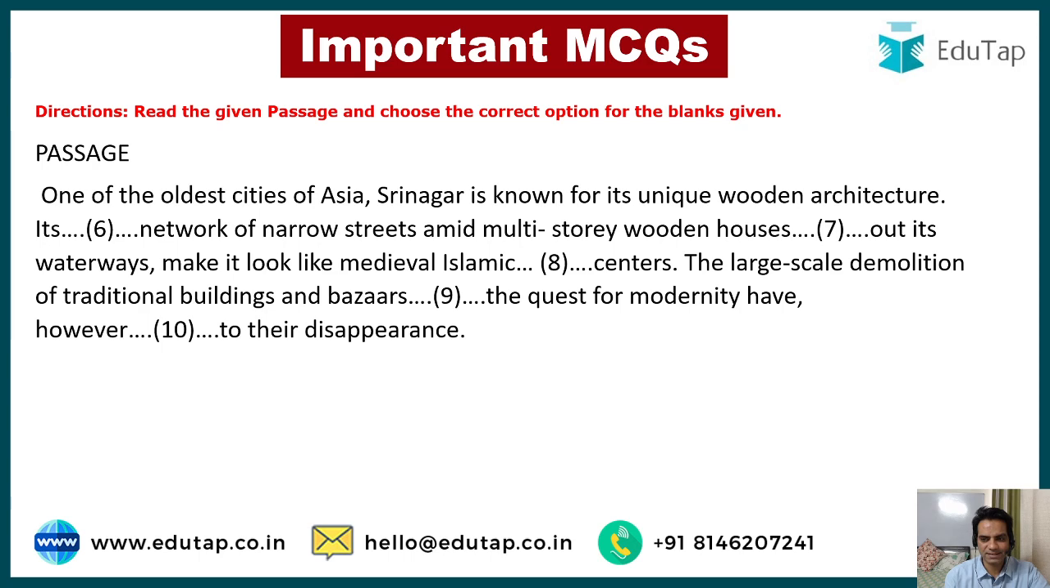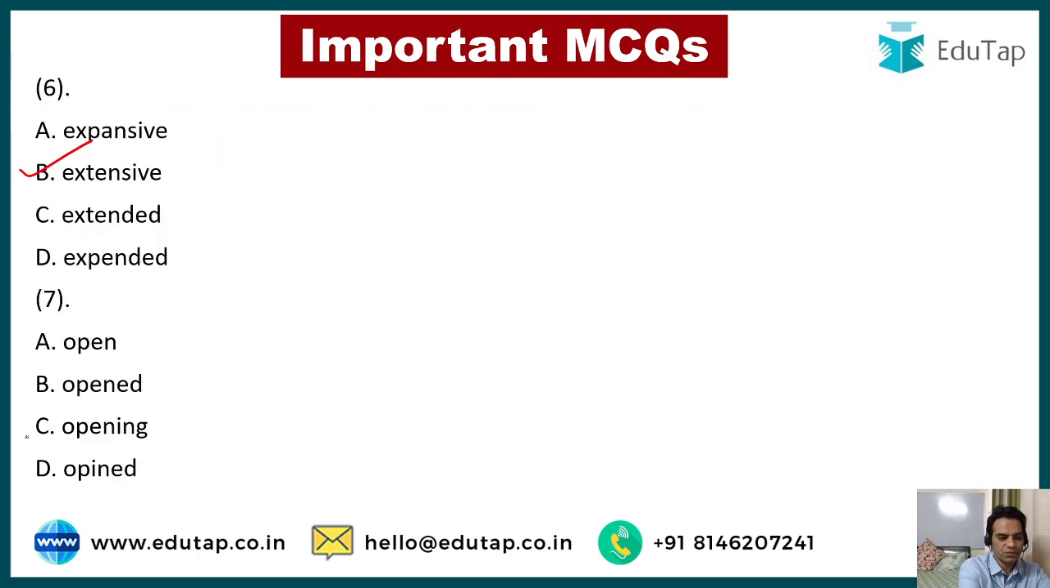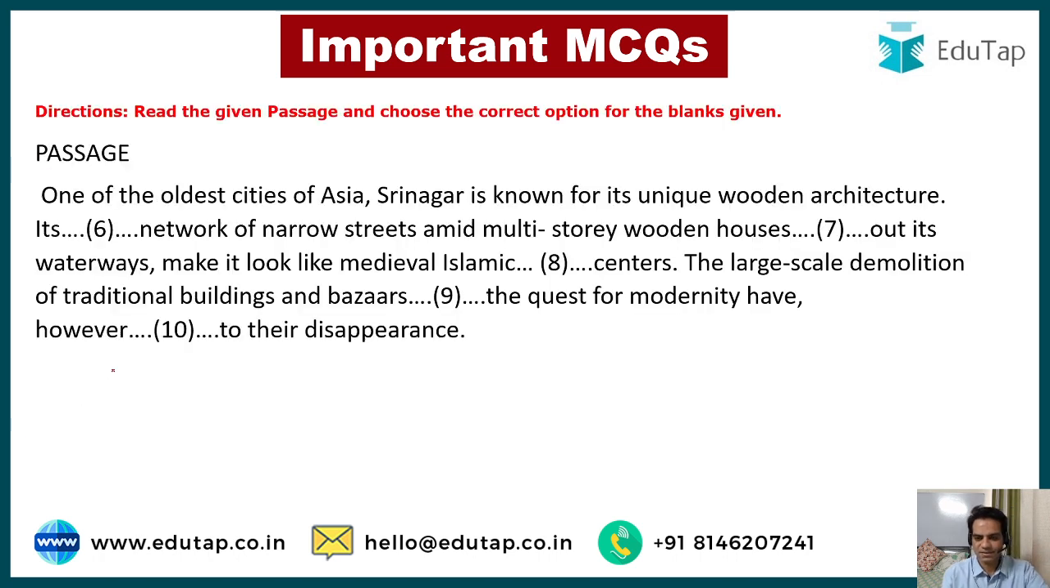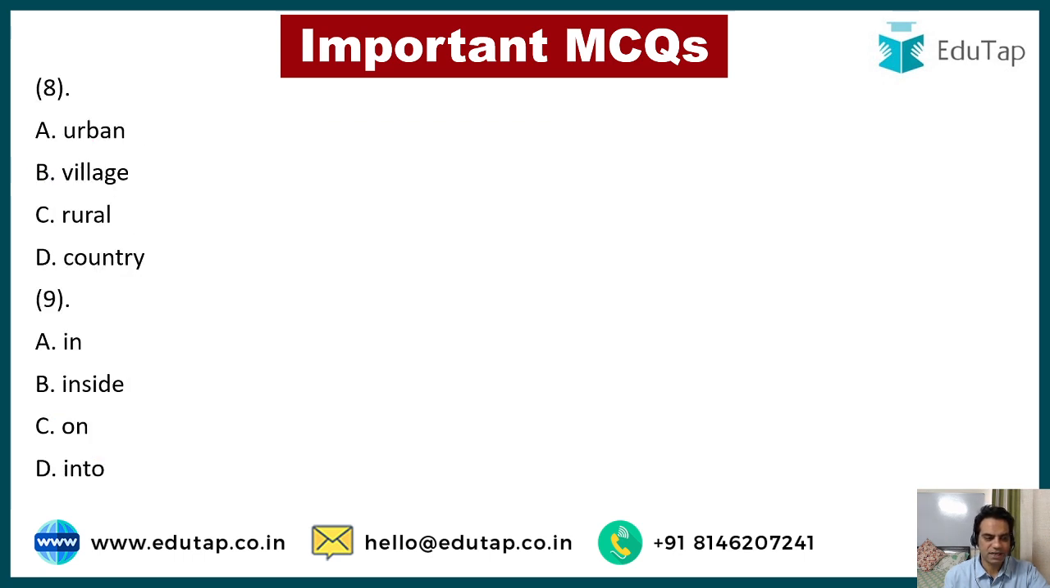Make it look like... So what should be the correct option here? Opening out. So opening out its waterways, make it look like medieval Islamic dash centers. Medieval Islamic urban centers, village centers, rural centers, or country centers? Medieval. Yes, guys, what centers? Village centers, rural centers, country centers, or urban centers?